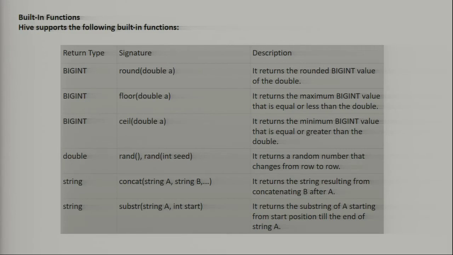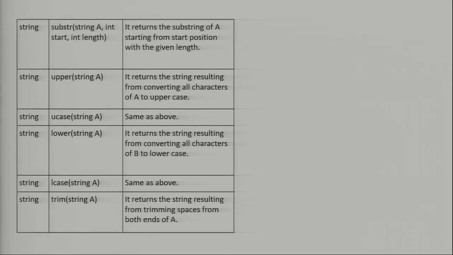So here you can see that we have a particular function, that is round, then we have floor, ceil, and so on. So what happens when we talk about these set of points? The description says that it returns the rounded BIGINT value of the double. So in brackets you give an argument and you are trying to round it off. A double value, if you want to round it off, will of course be rounded off into a BIGINT value.